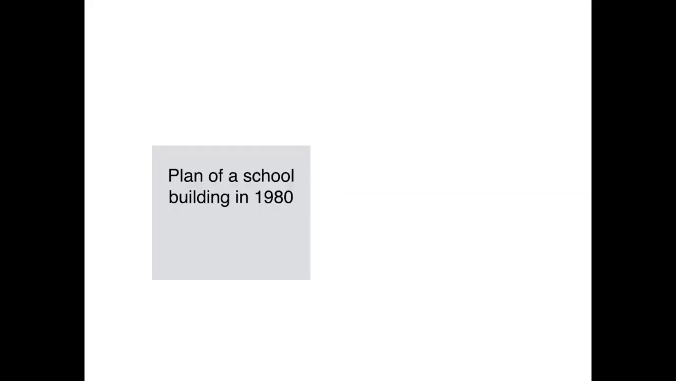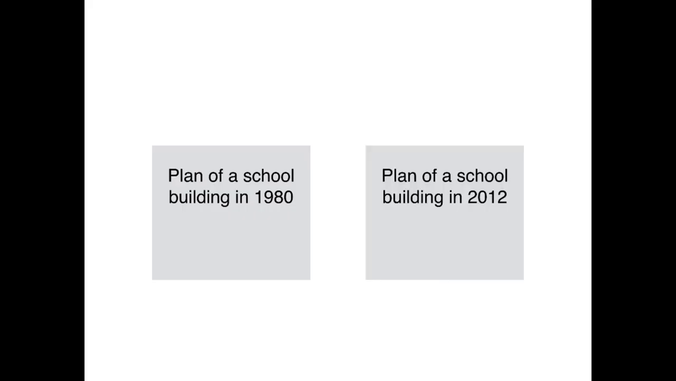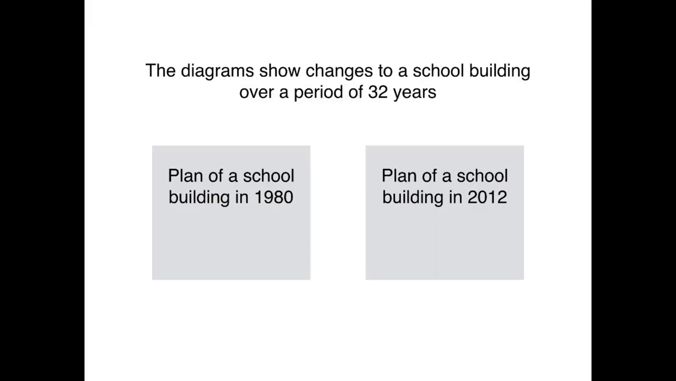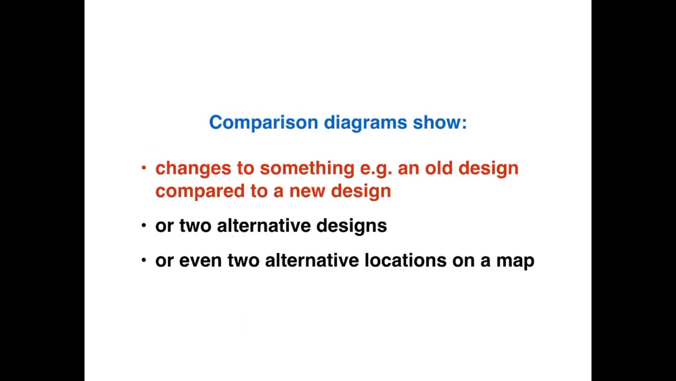We see a plan of a school building, for example, in 1980. This plan would show buildings, car parks, school fields, etc. And then we see next to it a plan of the same school building in the year 2012, and there's probably some changes from one building plan to the next, and we have to compare the changes. So the question would be something like this. The diagrams show changes to a school building over a period of 32 years, and I would call this a before and after diagram.